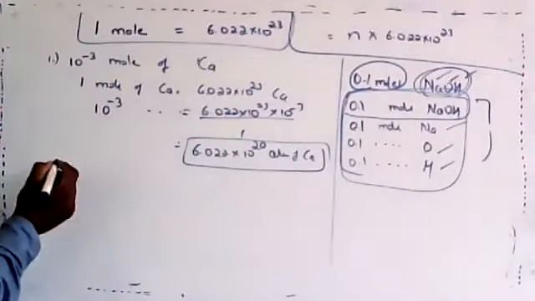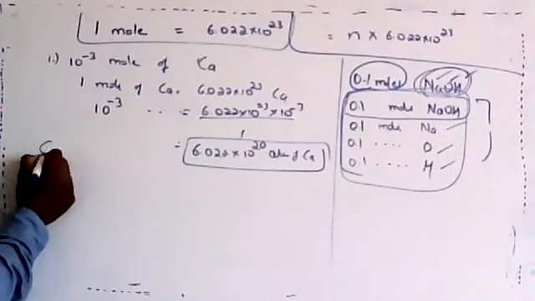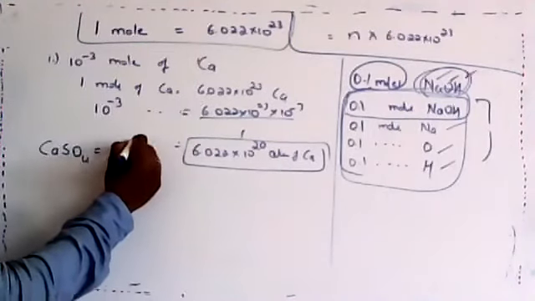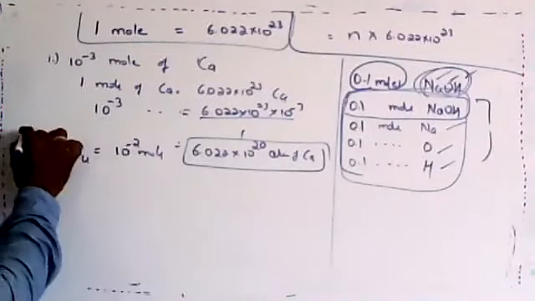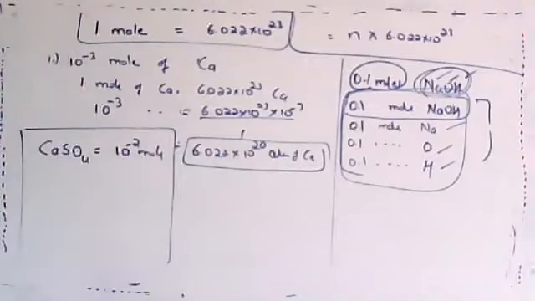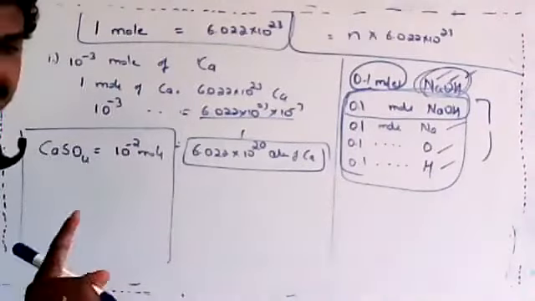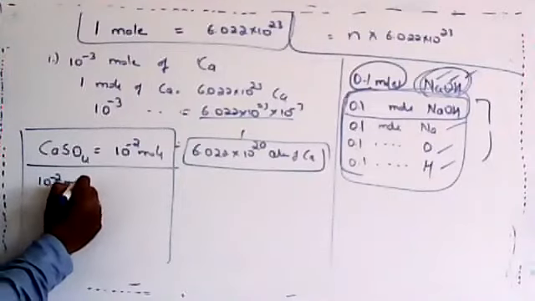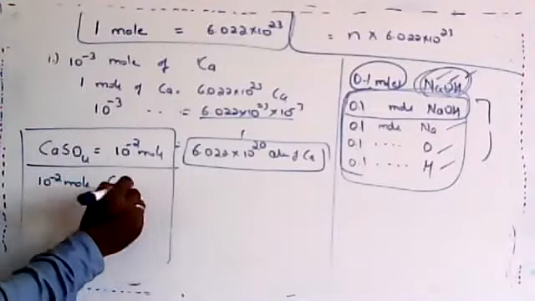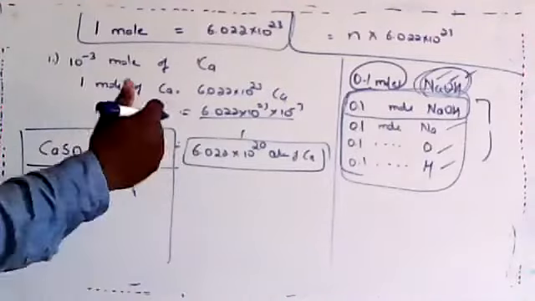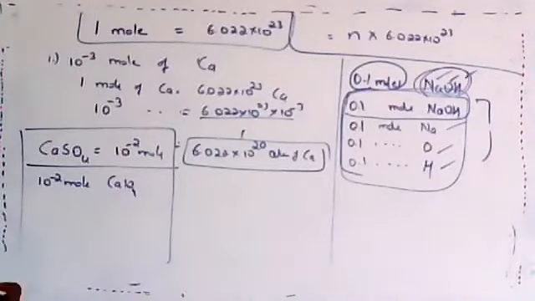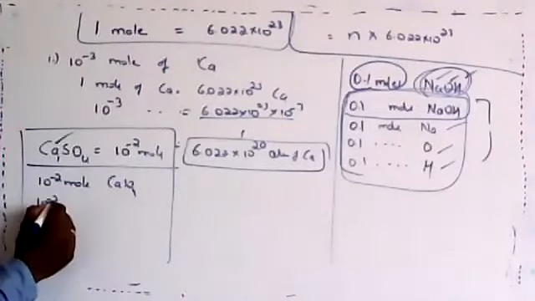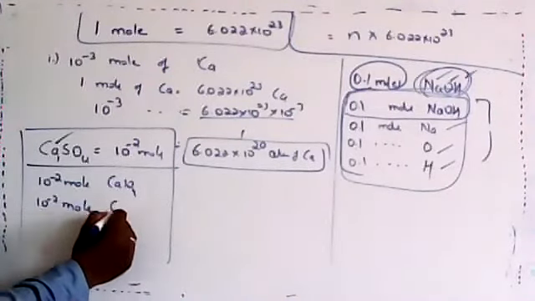For example, if it is given like this, calcium sulfate, CaSO4, 10 to the power minus 2 mole. What does it indicate? See this, dear students, very important one. We have 10 to the power minus 2 mole of calcium sulfate. There is no change because that's the given thing. Now if you want to know each of these, calcium is 1, so it also contains 10 to the power minus 2 mole of calcium.